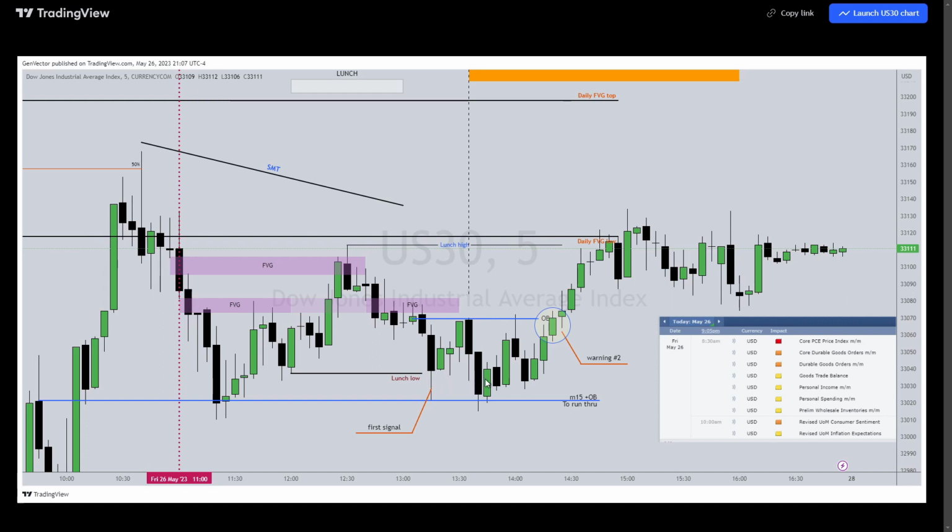The next warning sign is when price in the PM session, so now we're in the PM session, which is 1:30 to 4, we get back into this order block, mean threshold of the order block, because there are no fair value gaps preceding it, and we do not clear the lunch low. So again, we make a dip below and then a rejection immediately after. So that's enough.